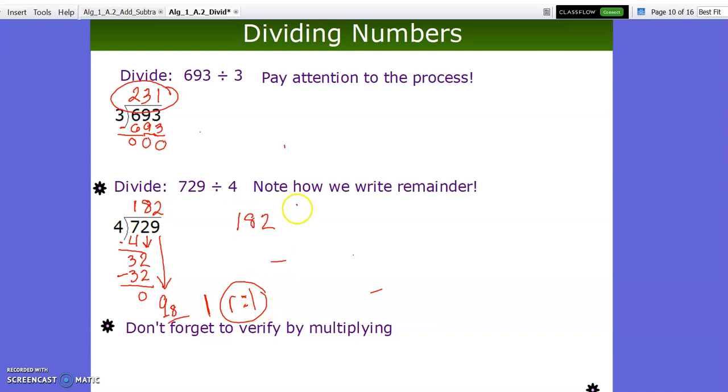The remainder is 1. We're going to write that as a fraction, and it's 1 over 4. The 4 comes from right over there. So this is our answer.